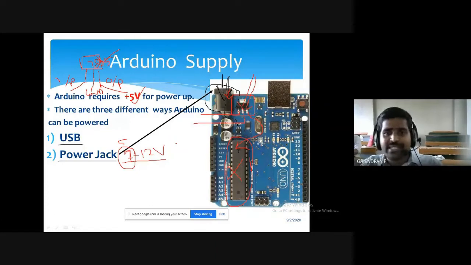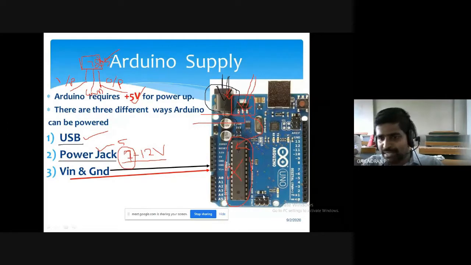Okay, that is the second way. The range of voltage is 7 to 12 volt. First is USB, the second one is power jack. Third one, what is the third one? We will check. See, let me erase the slide.